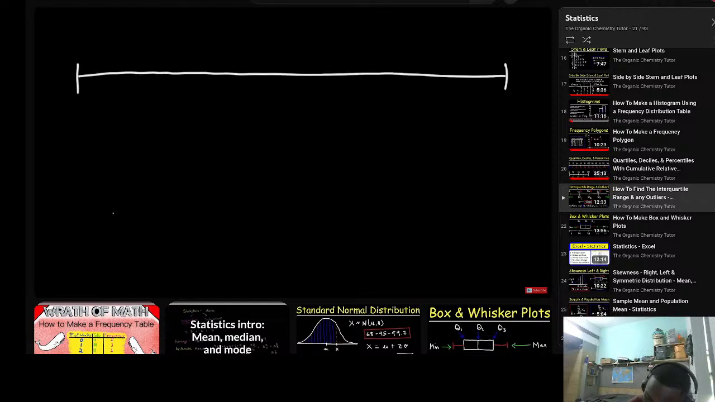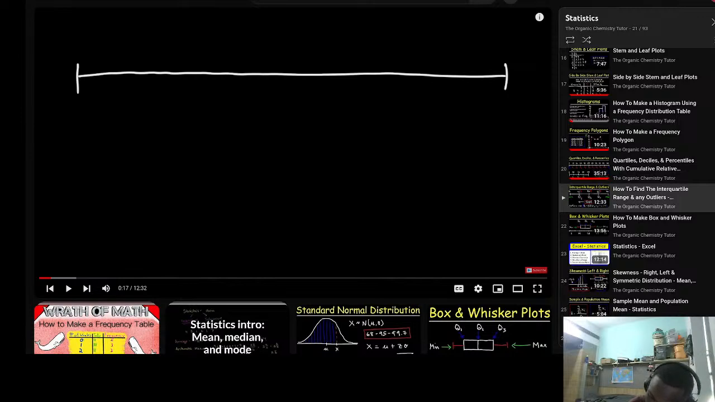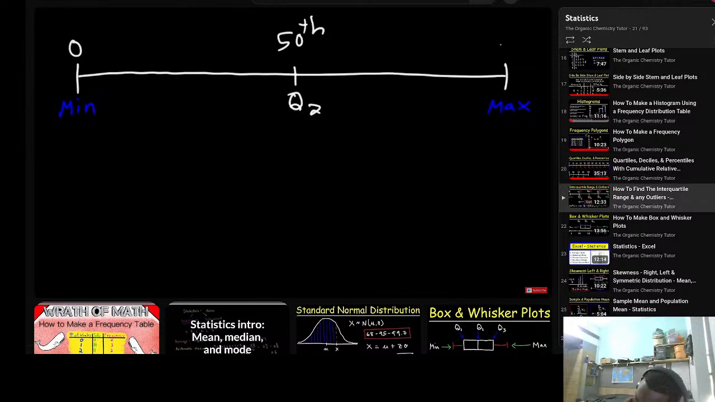So let's say we have a number line. On the left side, this is going to be the minimum value, and on the number line, the minimum will be at the 0 percentile, and the maximum is basically the 100th percentile.